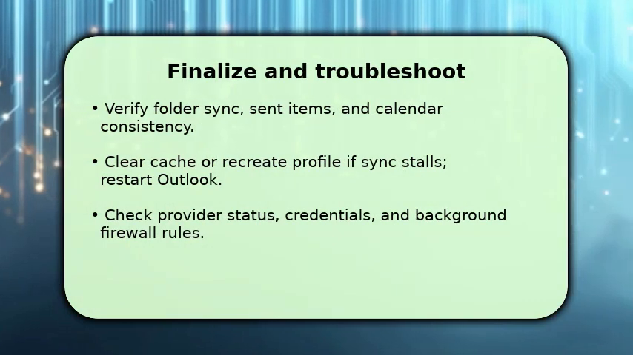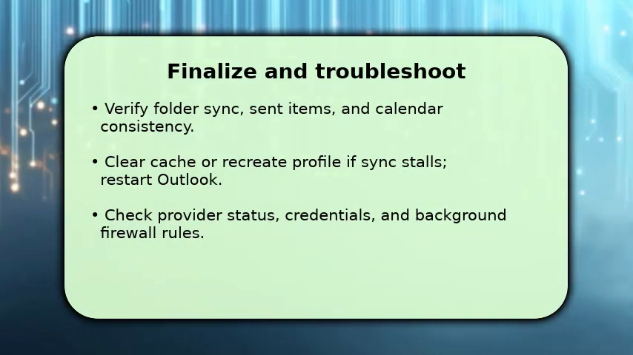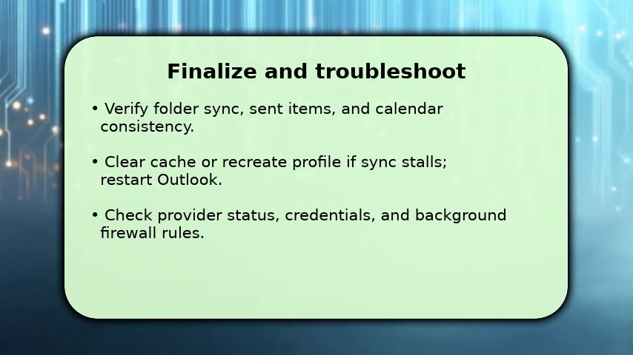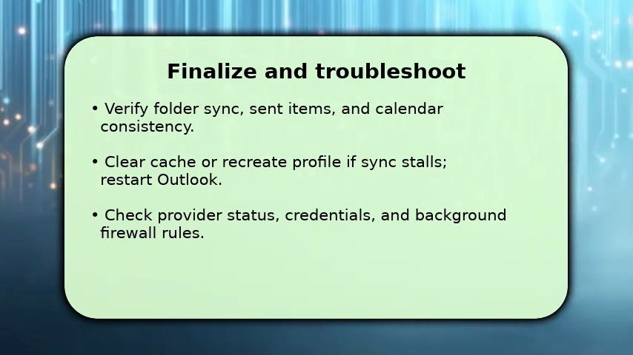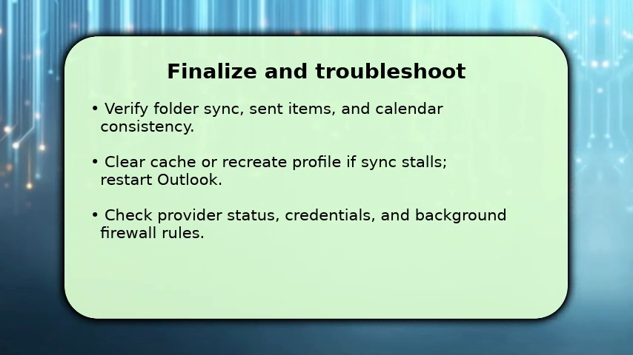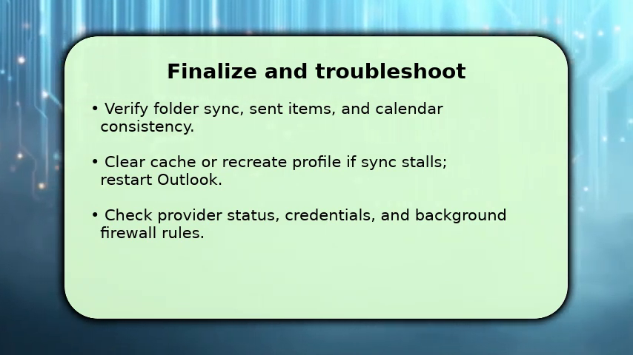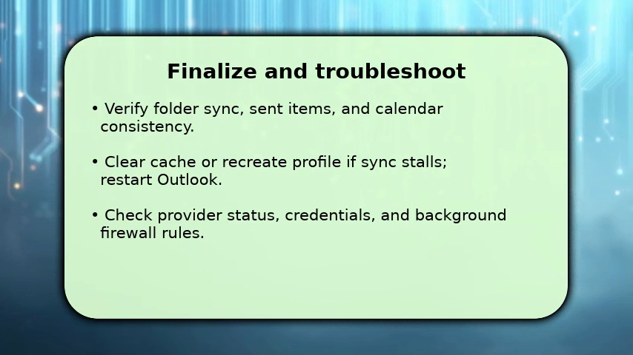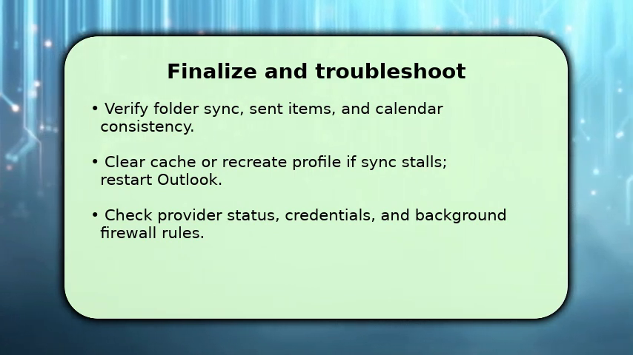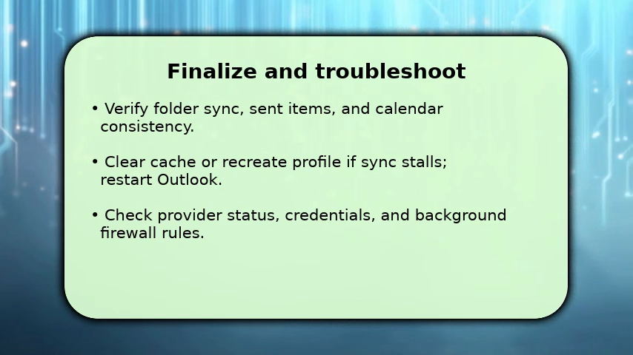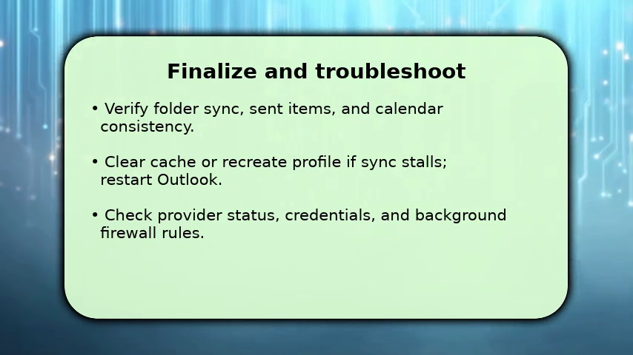Finish the task by validating that mail, sent items, and calendars match across devices. Make sure new messages appear and folder changes propagate within a few minutes. If sync stalls, clear the local cache or recreate the Outlook profile and restart the app. This often resolves corruption. Also confirm credentials are current and that firewall or VPN rules aren't blocking ports.